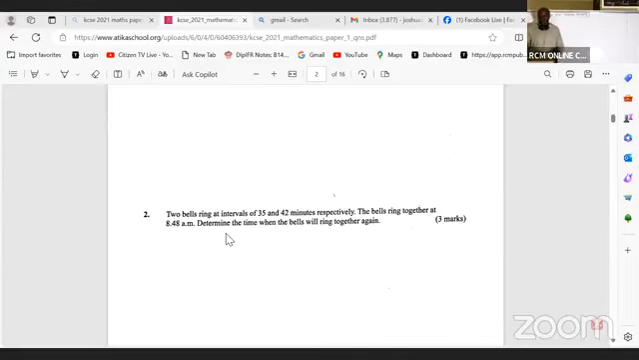So you're told here, 2 bells ring at intervals of 35 and 42 minutes respectively. Interval. So it means there is a bell A here, which rings every 35 minutes, and another one that rings every 42 minutes. The bells ring together at 8:48 a.m. Determine the time when the bells will ring together again. And I can see a good ninja there has written LCM here. Yeah, this thing of bells ringing, there can even be 3 bells.